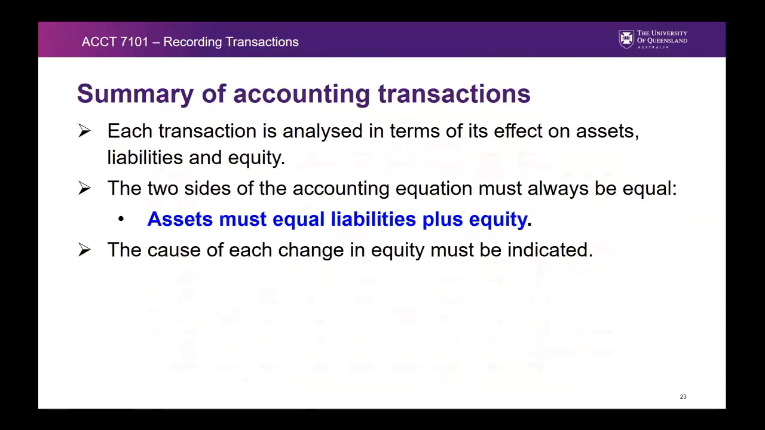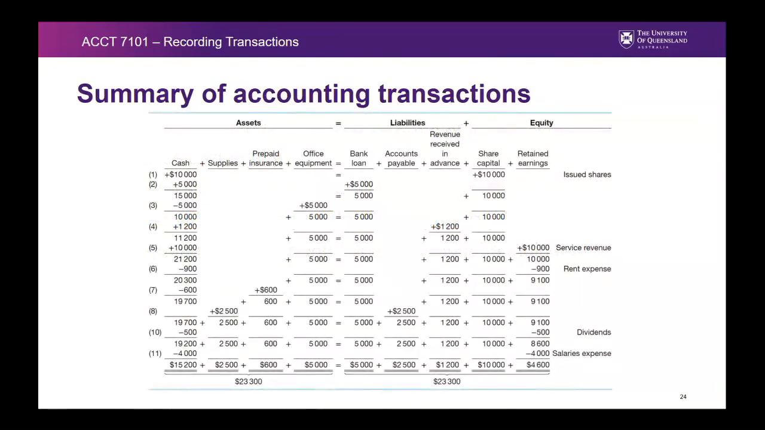And so if we were to put all those transactions together, this is what it would look like. So this is just summarising those 11. Well, in fact, there were 12 transactions. One of those transactions we didn't record. So we record all those transactions, and that's what it would look like here.